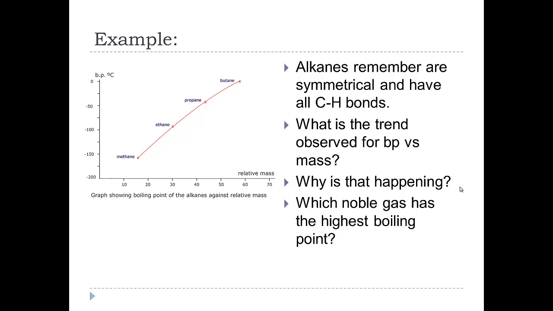Why is this happening? The more electrons you have, the more you are going to be able to induce these momentary dipoles, and that will allow for a greater attractive force. When your attractive forces increase, that makes it harder for you to boil or to evaporate your substance, and that's why the boiling point increases. So again, the greater the intermolecular attraction, the higher the boiling point should be. Down at the bottom it says which noble gas has the highest boiling point. Well, which noble gas would you guess would have the highest boiling point? The smallest noble gas or the largest noble gas?